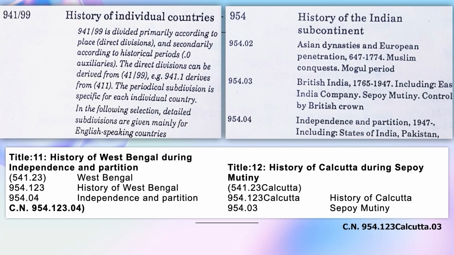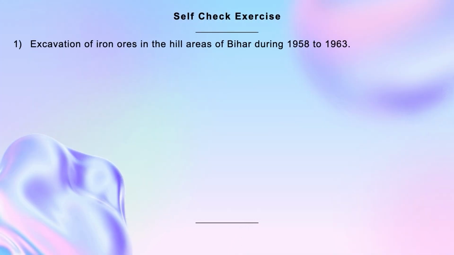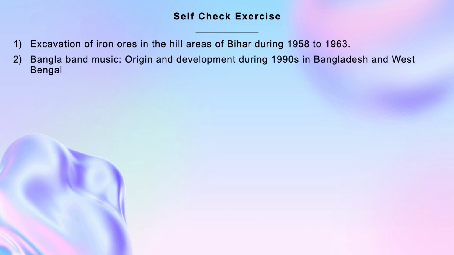So these are basically different types of examples. So using these examples, you can classify the following titles of books. So I have given here 10 titles. You see the titles: The Excavation of Iron Ores in the Hill Areas of Bihar during 1958 to 1963. Number 2, Bangla Band Music, Origin and Development during 1990s in Bangladesh and West Bengal. Then Chandrayaan, Indian Moon Mission during 2020s.